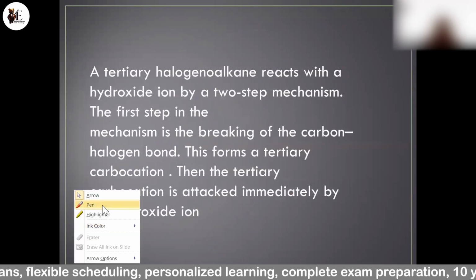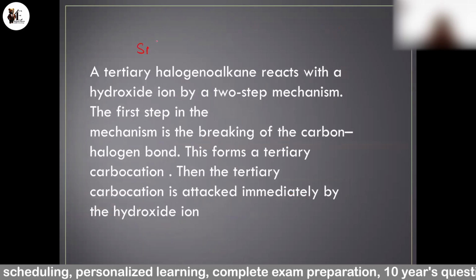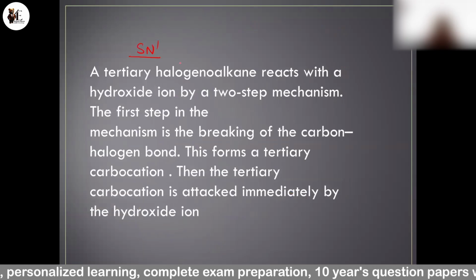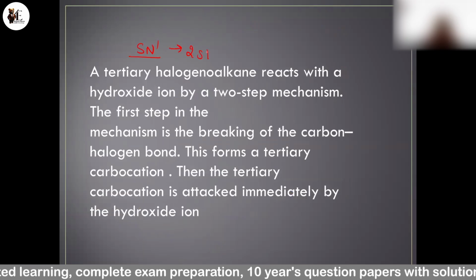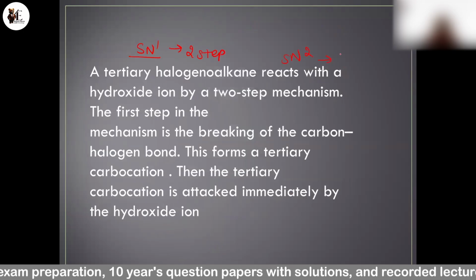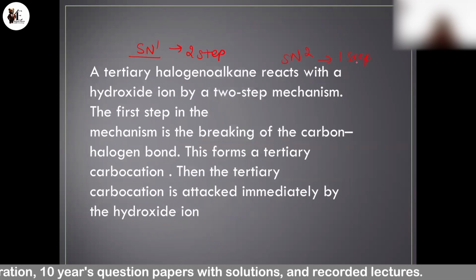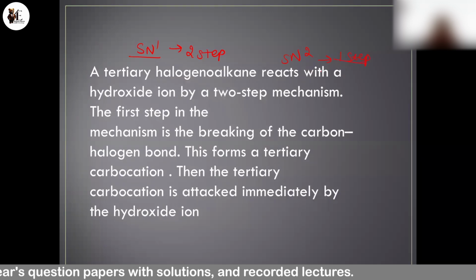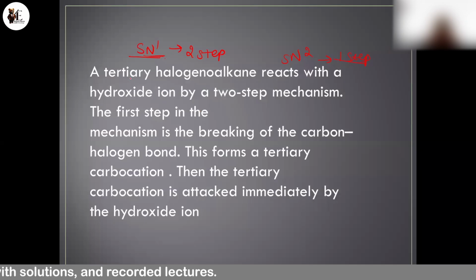This reaction is a two-step mechanism. SN1 is a two-step reaction, while SN2 is a one-step reaction. That is the difference. In SN2, in one step the nucleophile is coming, and in that step only the leaving group is leaving. But SN1 is a two-step reaction. How two-step? Let us see.